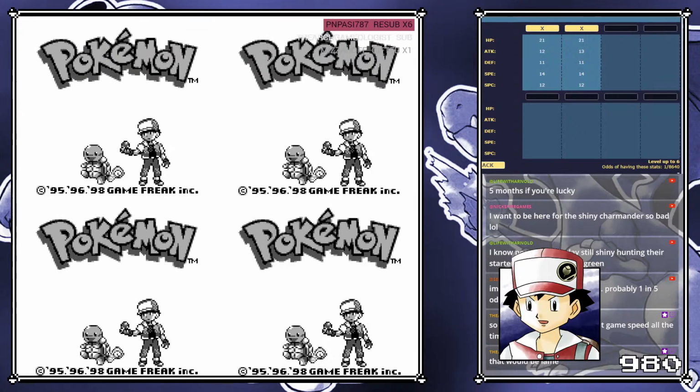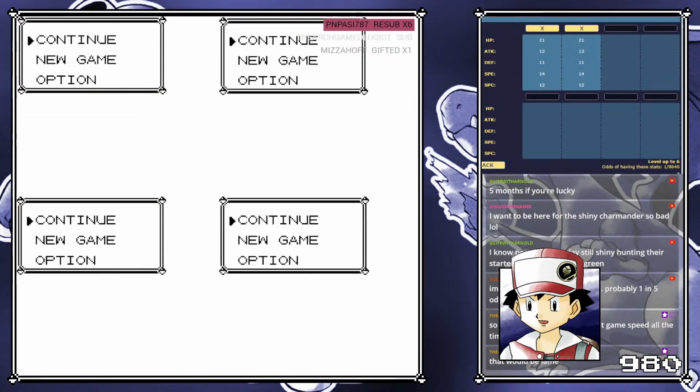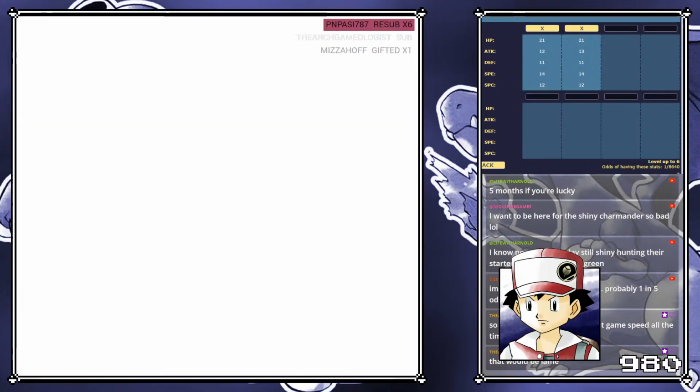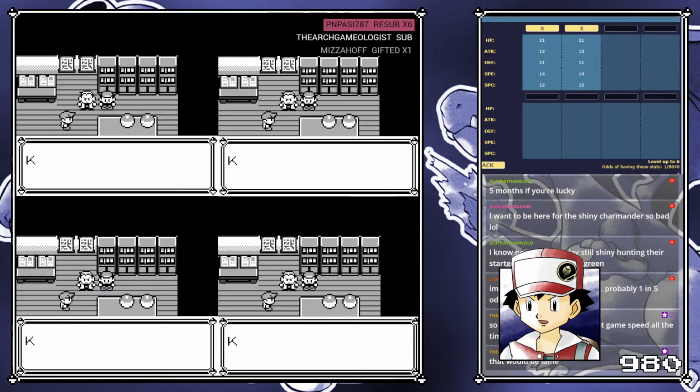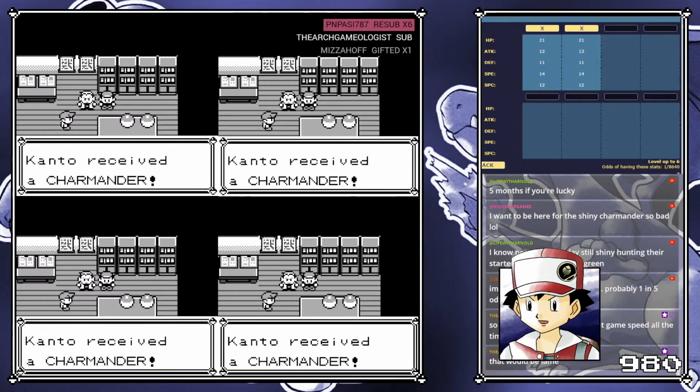So many people complain about the game speed all the time on my shorts. What about your game speed? You play normal speed, right? Or am I tripping?